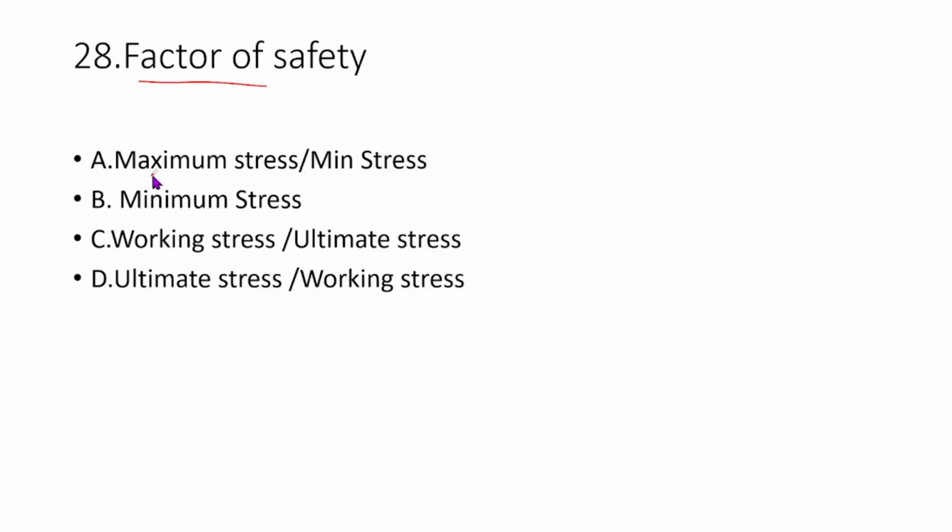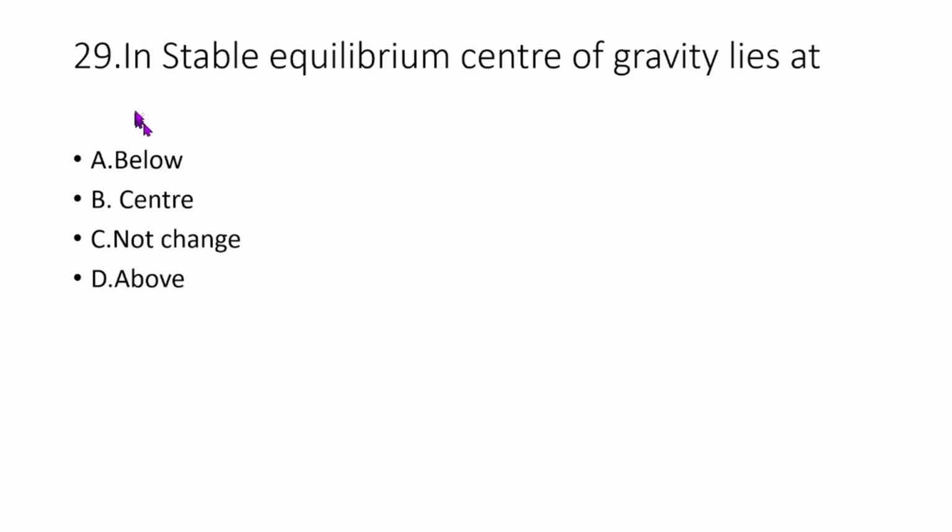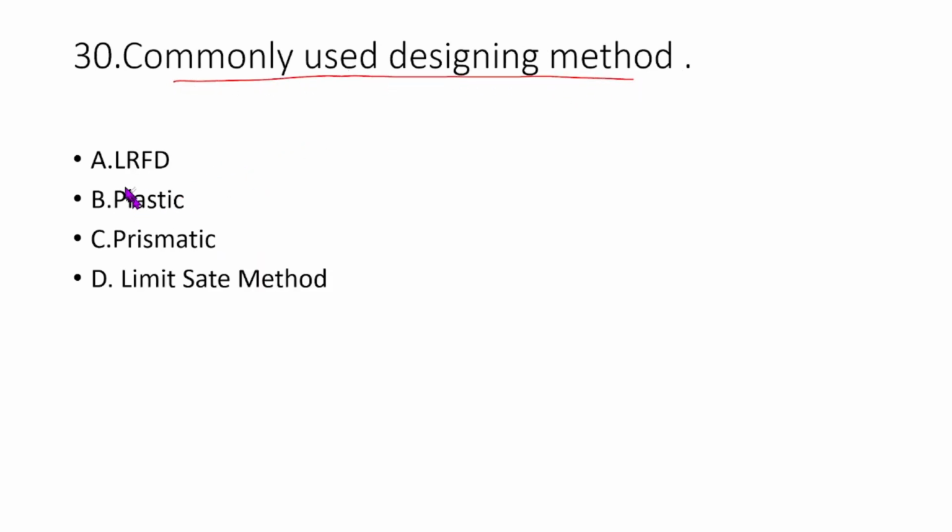Factor of safety is maximum stress divided by minimum stress, minimum stress, working stress divided by ultimate stress, or ultimate stress divided by working stress? So the right answer is ultimate stress divided by working stress, D. In a stable equilibrium, the center of gravity lies below, center, does not change, or above. So the right answer is A, below. Commonly used designing method is LRFD, plastic, prismatic or limit state method. So the right answer is limit state method.